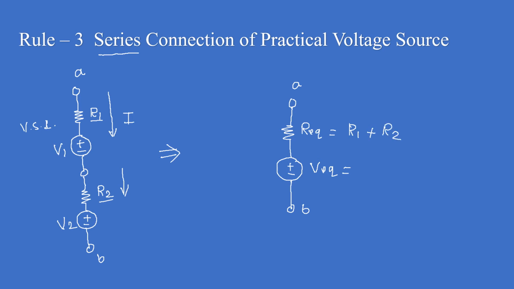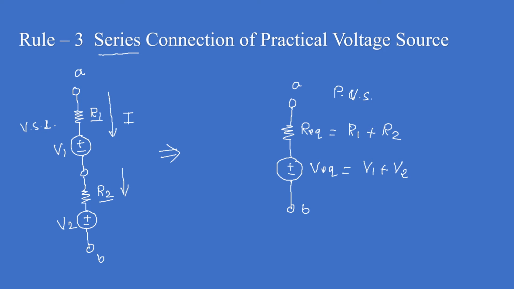Now, what is V equivalent? V equivalent is the addition of the two voltages also, so it is V1 plus V2. You can see that we have replaced the two practical voltage sources which were connected in series with a single source, which is a practical voltage source. Sorry, this is the practical voltage source. Now here is another point.